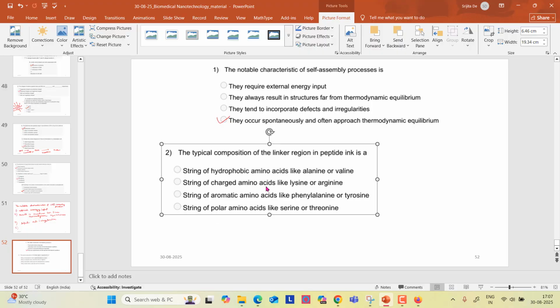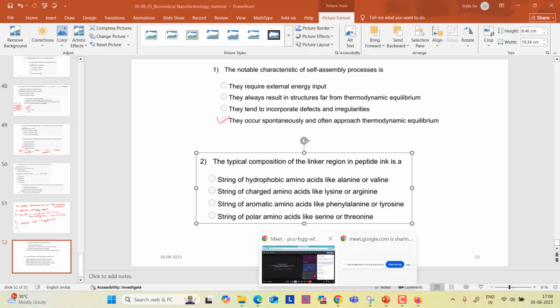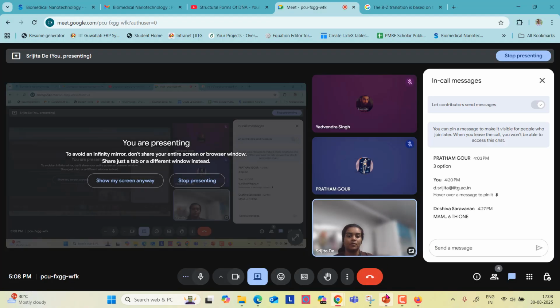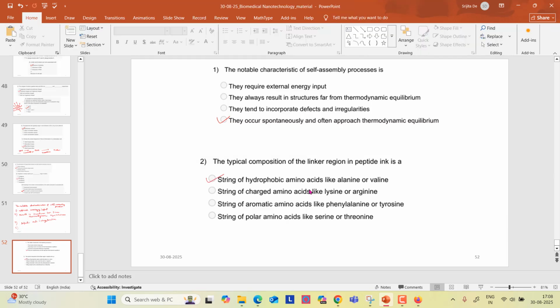The typical composition of the linker region in peptide ink. In the peptide ink, in the linker region, we have studied that it is a string of hydrophobic amino acids like alanine or valine, right?